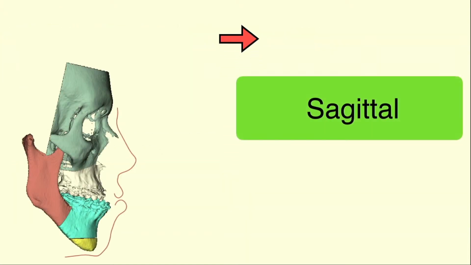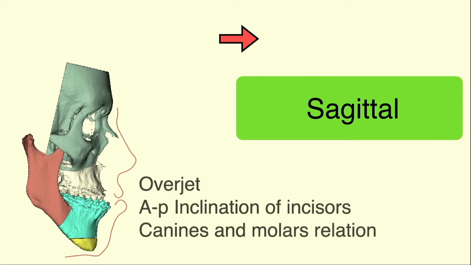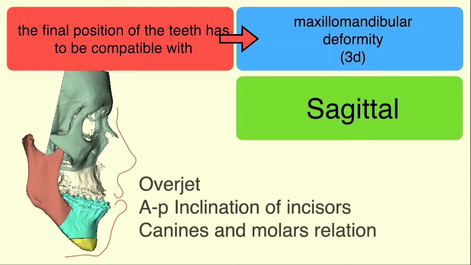Even if we have surgery in just 1 bone or in 2 bones. So from the sagittal point of view, I need to get the correct overjet, AP inclination of the incisors, and the canine and molar relation. If the discrepancy of the patient is mostly sagittal, I need to have the sagittal discrepancy in the teeth of the patient. So one more time, it is very important to have the correct diagnosis of the deformity so I can do the correct ortho preparation for that patient.